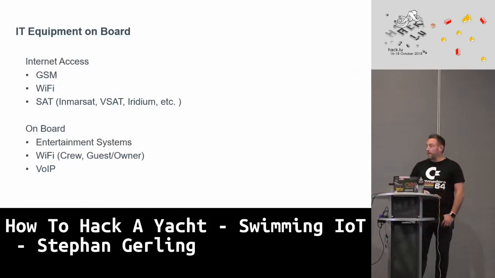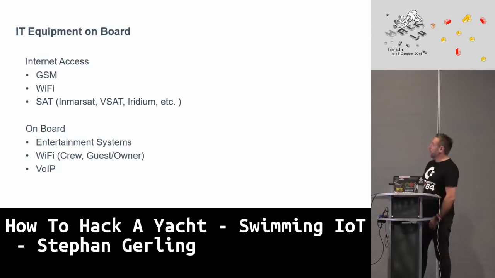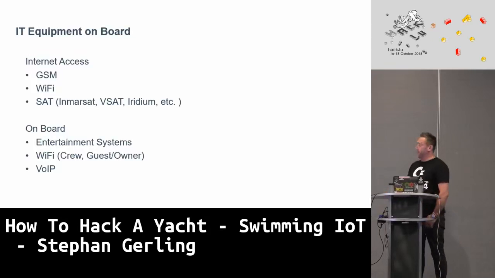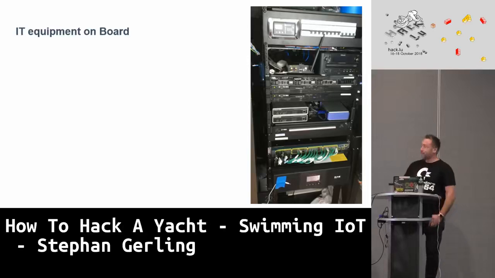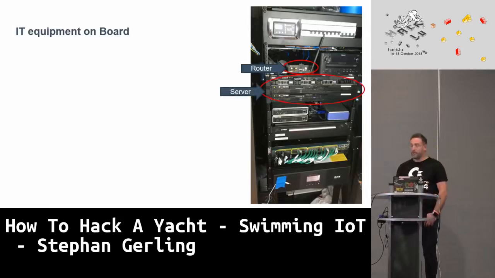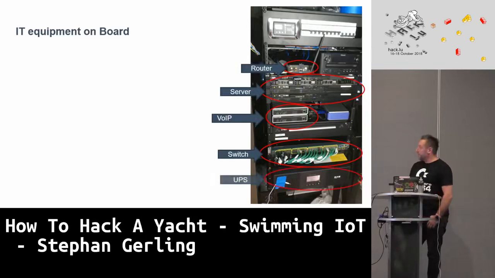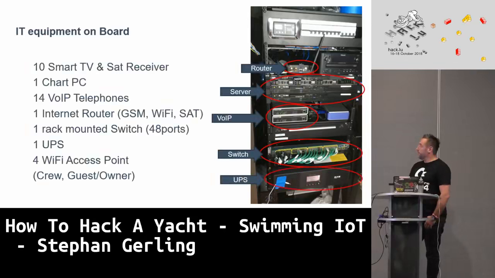Okay. And the last part for the overview is the IT equipment. Normally there should also be a picture now. Okay, so this is a rack on a 40-meter yacht, fully equipped. We have a router, 3 servers in this case, 2 voice over IP gateways, a fully equipped 48 port switch, a UPS device, and some other systems.